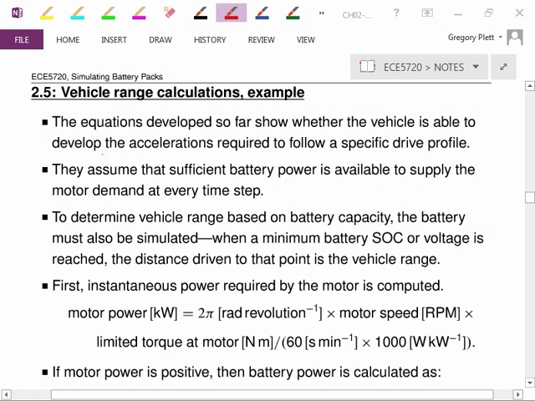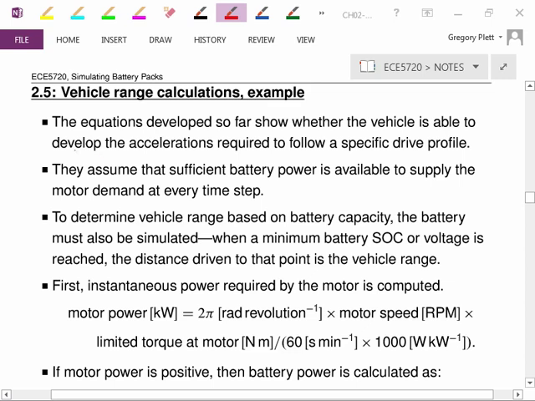In the previous section, we looked at how to simulate the vehicle itself, an electric vehicle. Now we look at how that impacts the battery state, the state of charge of the battery, and therefore how we deduce a vehicle range from all of these calculations.